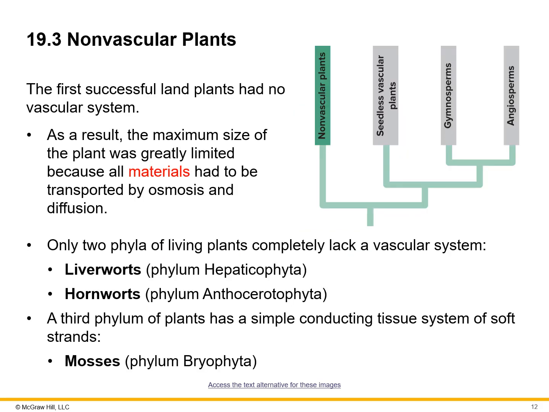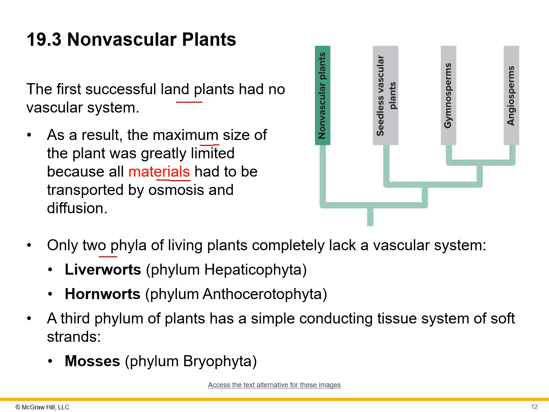So starting first with the non-vascular plants. So the first successful plants, again, didn't have that vascular tissue. So in order to maximize the size, they were limited because, again, the minerals and the materials had to move by osmosis and diffusion. So there wasn't like a circulatory system for them to use. So they couldn't get very big.